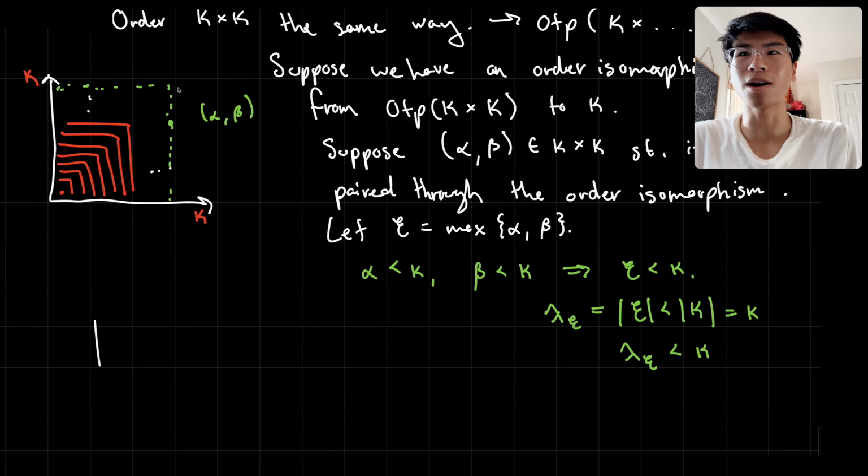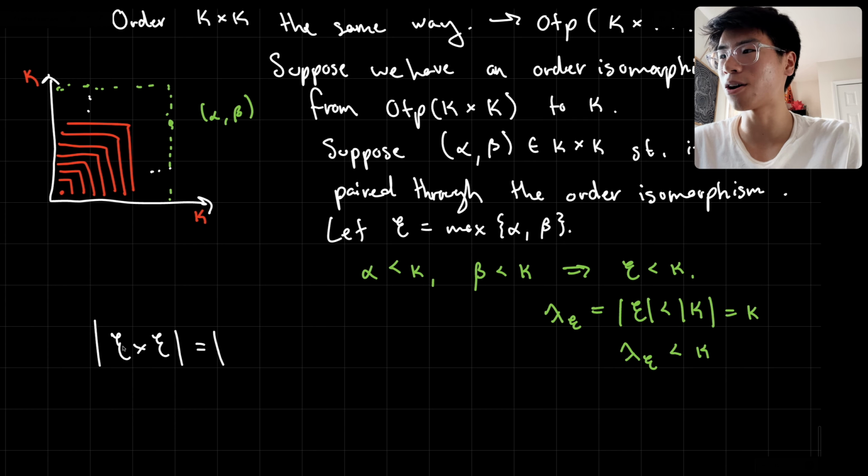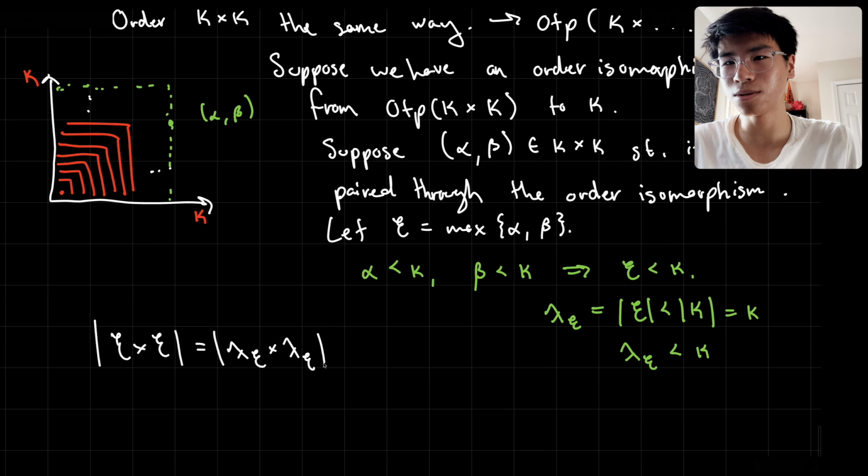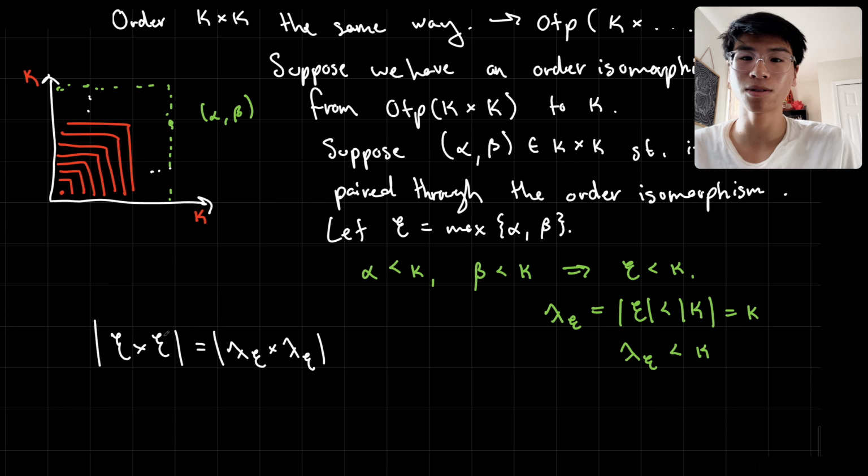So recall that this box with side length epsilon contains all of the elements which are paired through the order isomorphism. And so there are a maximum epsilon crossed with epsilon elements in this box. Now, because the cardinality of epsilon is lambda epsilon, there's a very easy bijection from lambda epsilon crossed with lambda epsilon to epsilon crossed with epsilon. Now, there's two cases here.